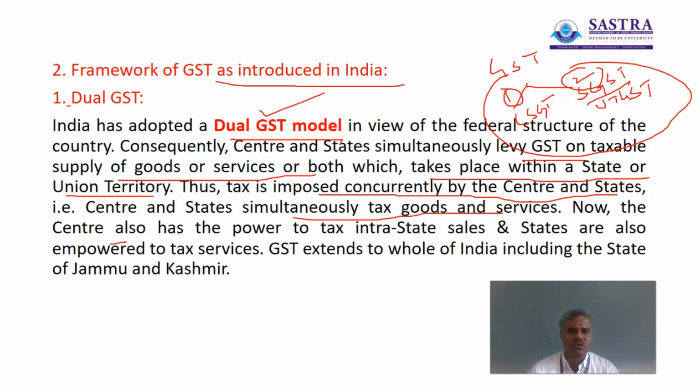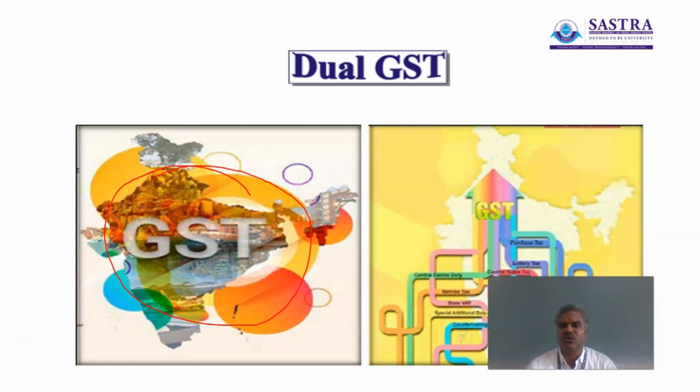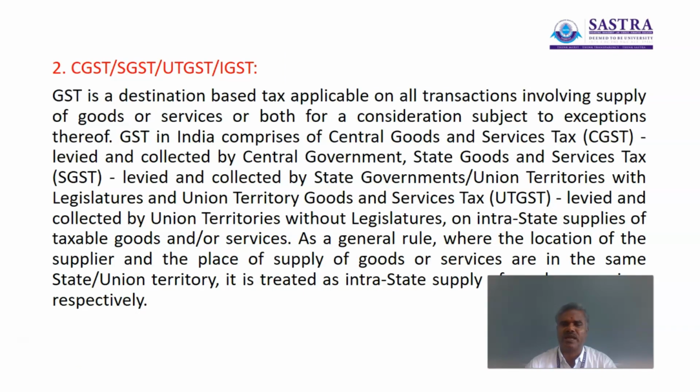Now, the center also has the power to tax inter-state supply. This is called IGST. It is introduced now in all states including Jammu and Kashmir. The dual GST, you see, GST is common for all states. This is the transaction. Whatever you do, either you supply goods or services, it leads to what? GST.